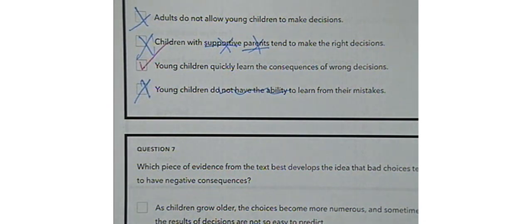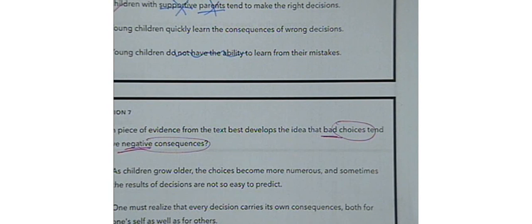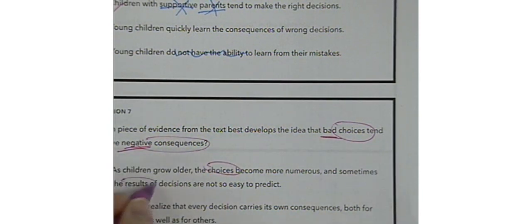Question 7. Which piece of evidence from the text best develops the idea that bad choices tend to have negative consequences? And here we're still following this concept of choices and consequences, and we're connecting bad choices with negative consequences. All right. As children grow older, the choices become more numerous, and sometimes the results of decisions are not so easy to predict. This does mention choices and the results, but it's about whether they're easy to predict or not. That's not the overall idea. The overall idea is that bad choices have negative consequences. So this is wrong.